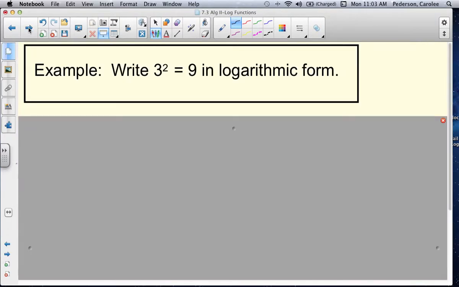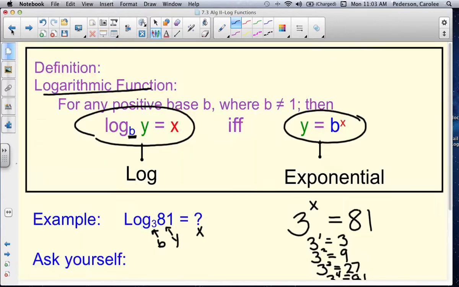All right, part of your homework today is to convert between the two different forms. Here is an exponential equation: 3 to the second power, so 3 squared equals 9. And we want to convert this to a logarithm. So we're going to use that box on this previous slide.